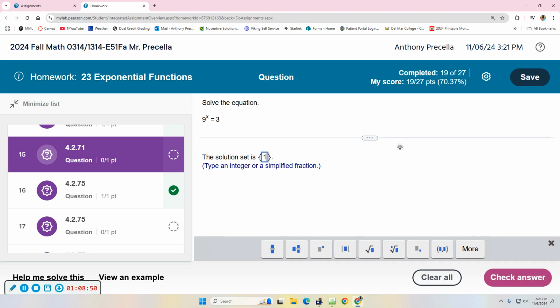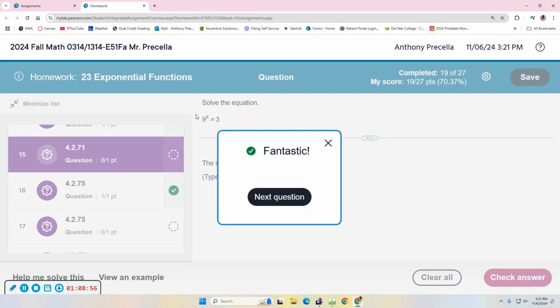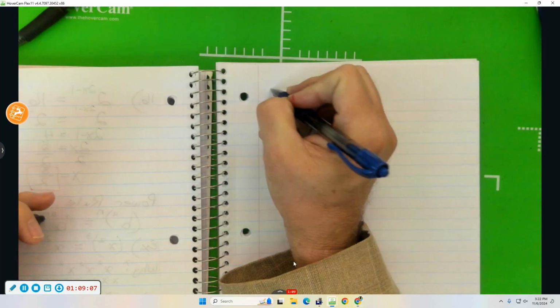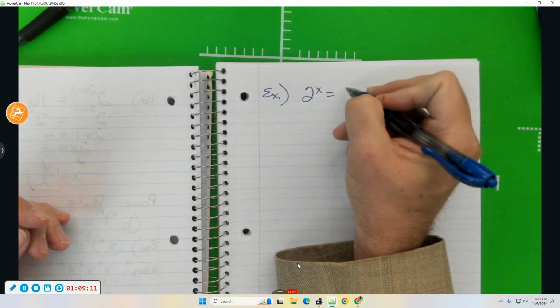You have to be able to get a common base. But if you're wondering, what if there'd been a 7 instead of a 9? Well, let's just look at this one right here. I'm going to make up a real straightforward one, I think. 2 to the x is equal to 7.